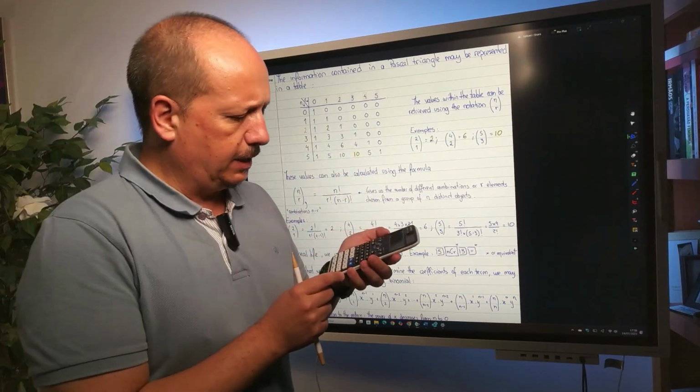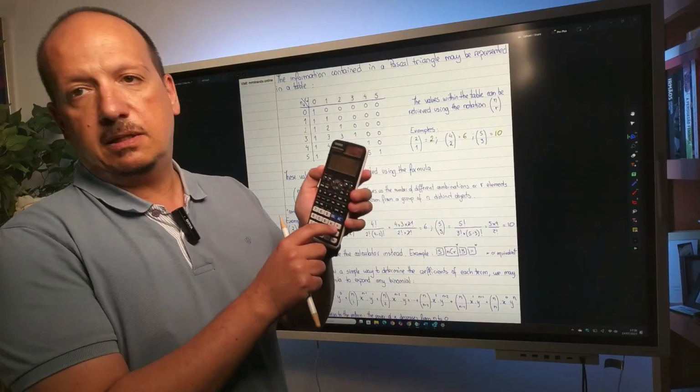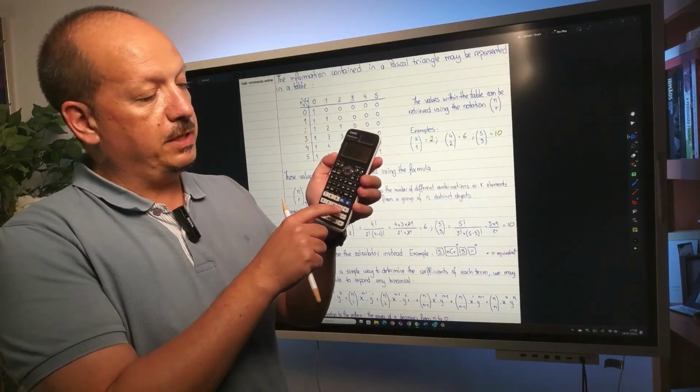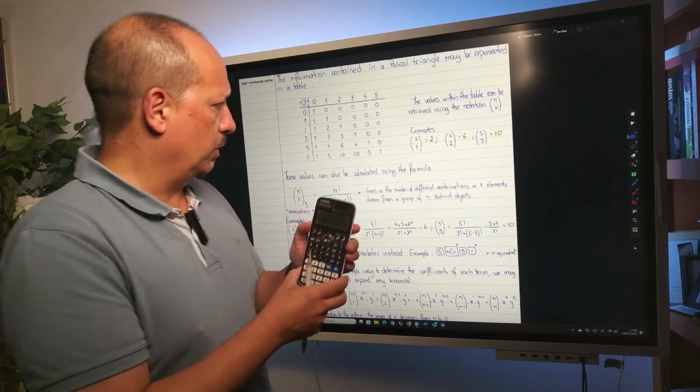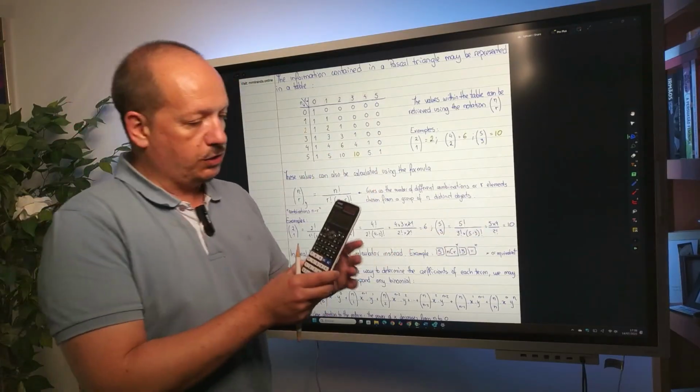You will see something like nCr. That's what I have over here. This is combinations n, r. So let's say that I want to calculate that value. So what do I do?